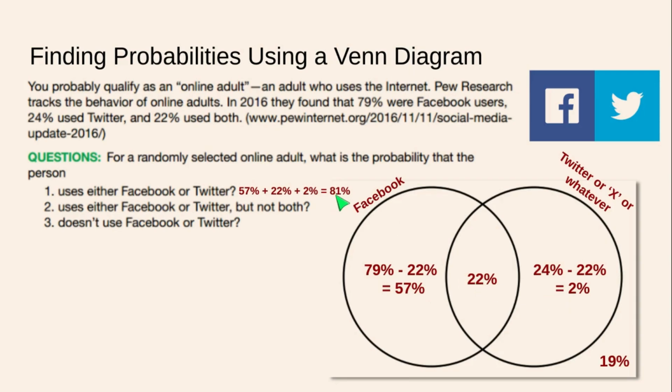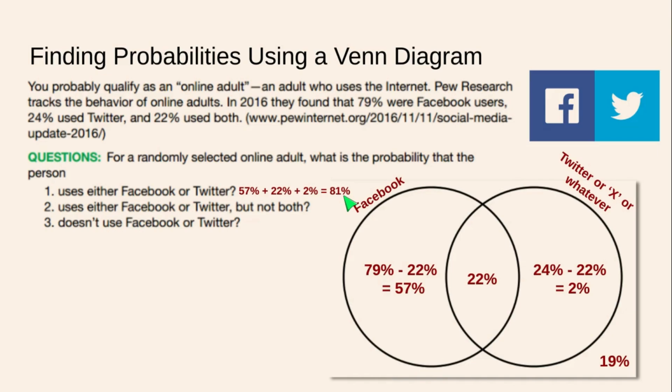What I also could have done is said, well, I could use the complement too. If I want to find the odds of using either Facebook or Twitter, the complement of that would be using neither. And the odds of using neither would be 19%. 1 minus 19% is 81%.